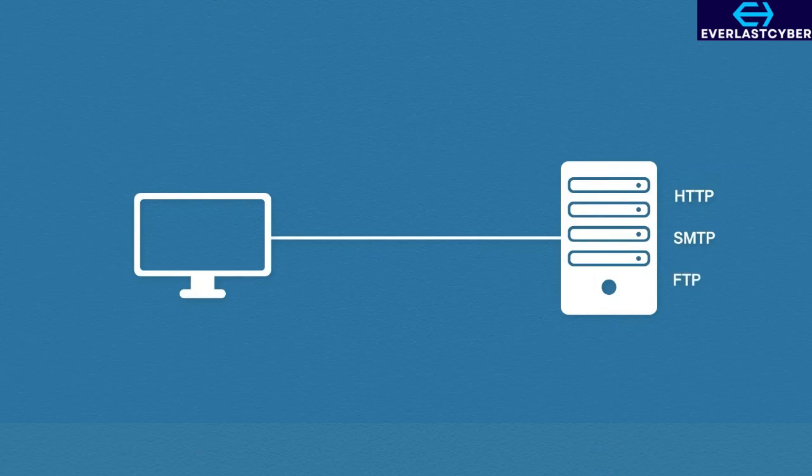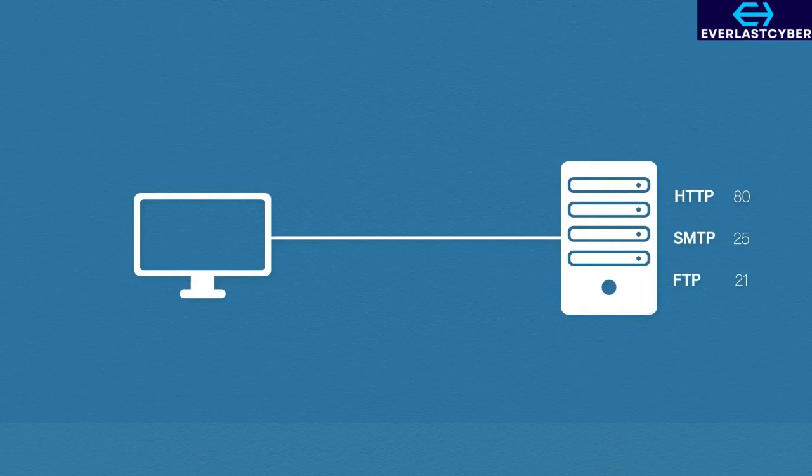So, how does the server know which application to send the request to? Well, these applications have something called a well-known port number assigned to them. HTTP is assigned port number 80, SMTP is assigned port number 25, and FTP is assigned port number 20 and 21. So, because the port numbers are standard numbers, all computers will know about them.